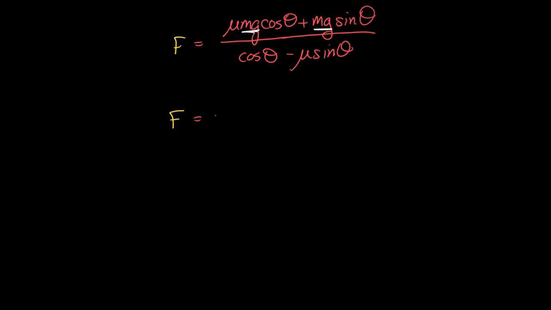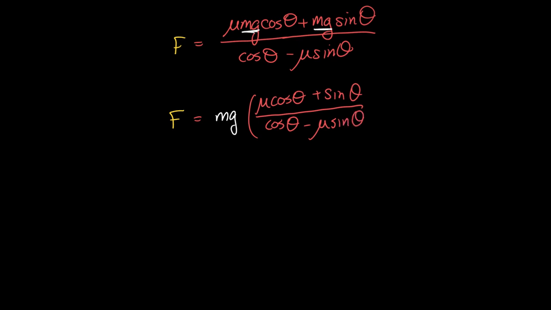And write this as f equals mg times mu cosine theta plus sine theta, all divided by cosine theta minus mu sine theta. Now, the reason I did that is because one of the things you can do is you can look at units. Units are a good way to figure out if at least what you have there is algebraically correct. I didn't say that the answer made sense. I just said it's algebraically correct.